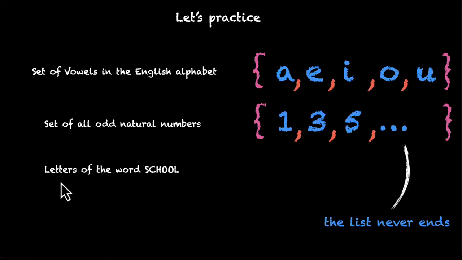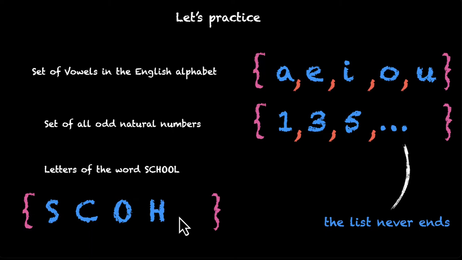Alright, letters of the word school. How do we write that? Well, again, brackets, and then the letters are S, C, O, and we only need one O because we don't repeat the elements. When we have said that O is part of the set, we don't have to say it again. And then H, and then L. And also the order does not matter, so you can have O first, or you can have H first, or you can even have L first. Okay, commas. So that's how you write things in the roster method.